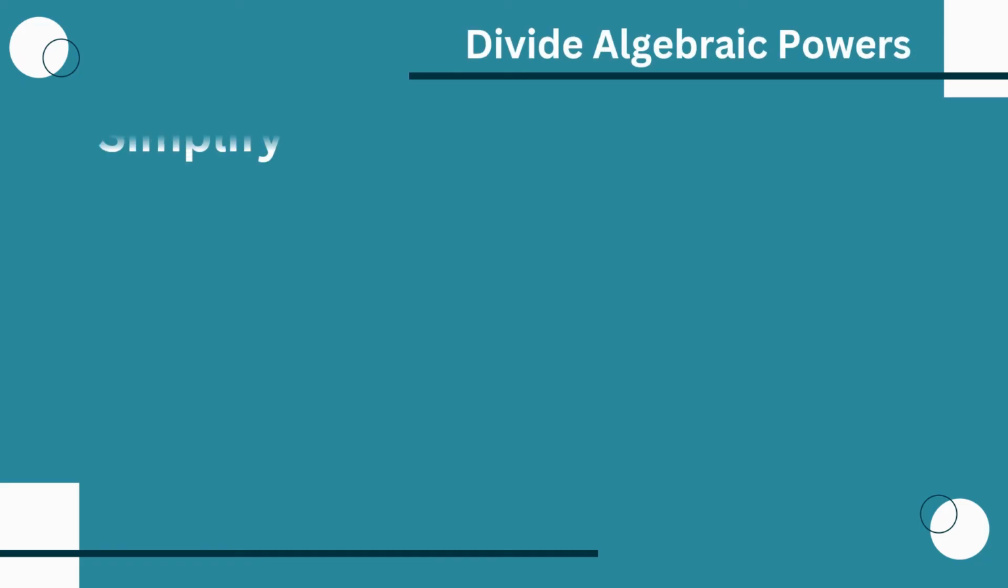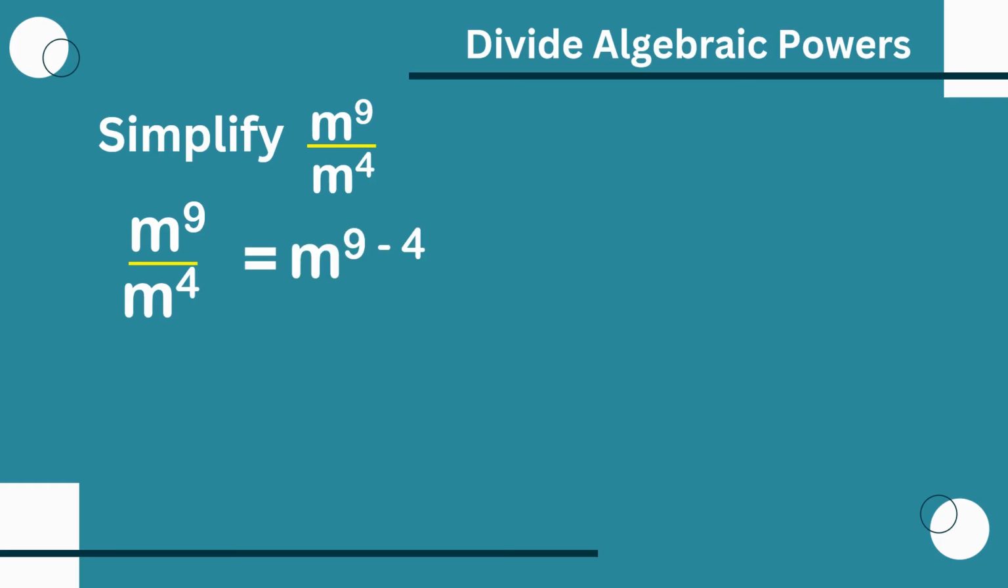Another example, simplify m to the ninth power divided by m to the fourth power. So, let's subtract the exponents. M, 9 minus 4. And the final answer is equal to m raised to the fifth power.